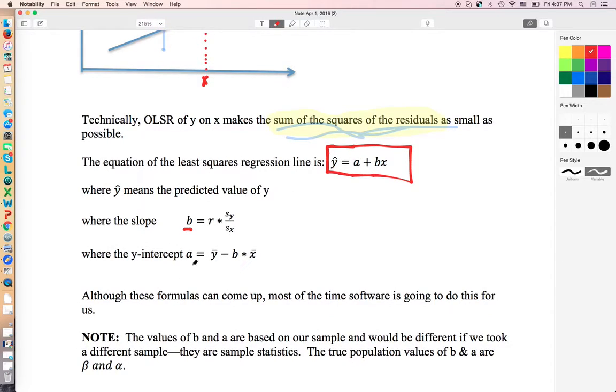The a here in this equation is our y-intercept, and the way you could calculate the y-intercept without a calculator would be to take the mean of all of the y's minus the slope times the mean of all of the x's. And you may have to do that, just plug in some numbers and crunch them. But again, most of the time we're going to do that on the calculator.